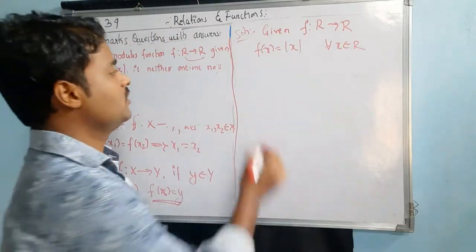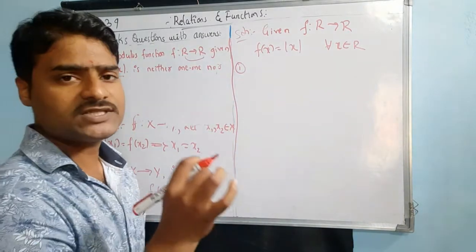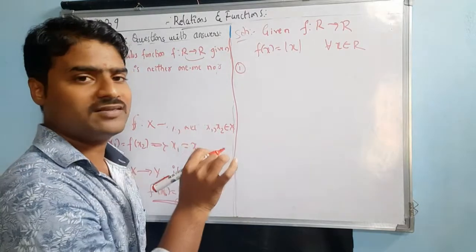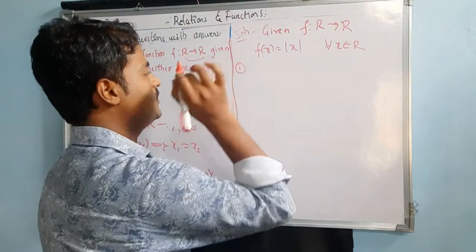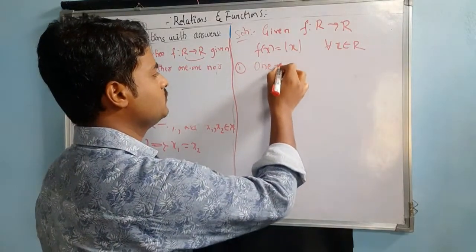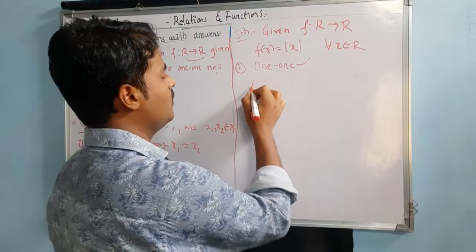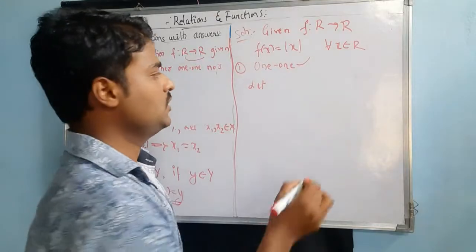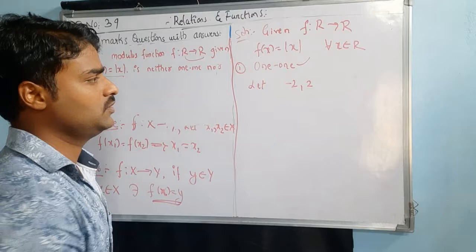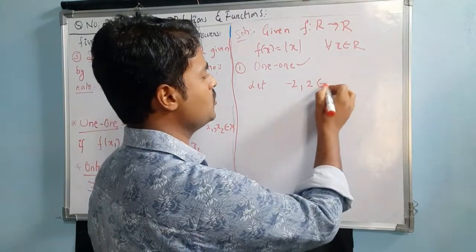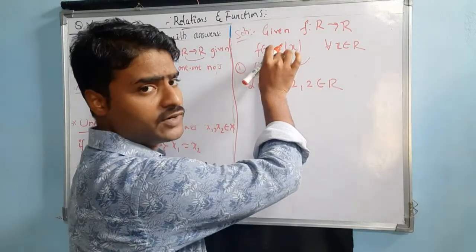Okay, same as the previous question that I have proved, similarly we just consider values and prove it is neither one-one nor onto. So see here, one-one. Let us choose -2 and 2. Okay, -2 and 2 belong to R, and we need to check whether this function is one-one or not.